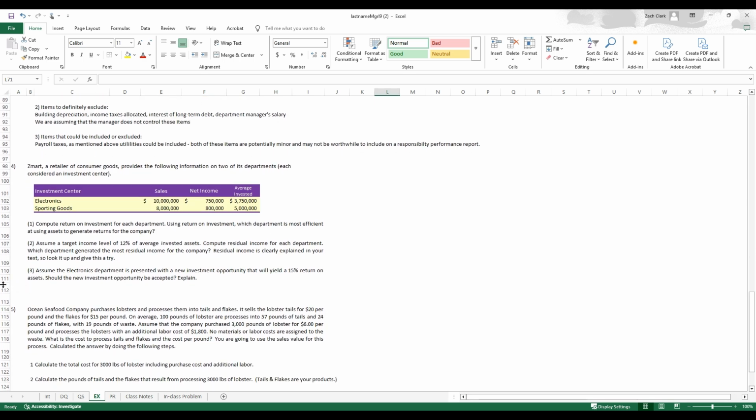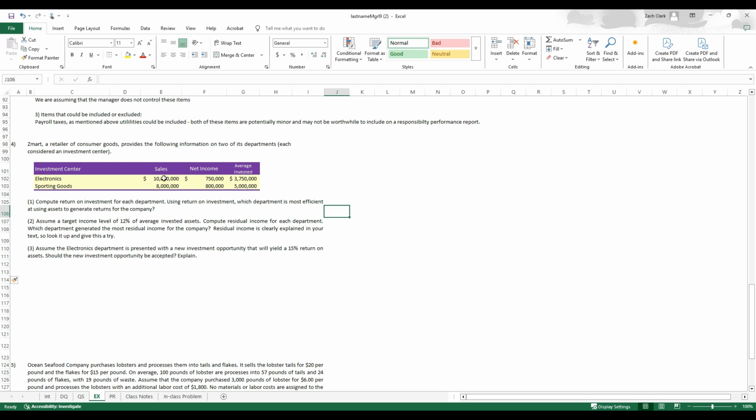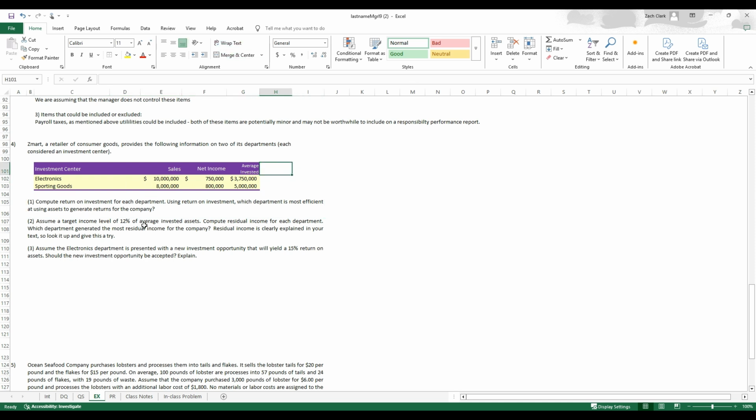Okay, number 4. Gets more space again. So Z-Mart, a retailer of consumer goods, provides the following information on 2 of its departments, each considered an investment center. Okay, cool. So we've got sales, and electronics and sporting goods are the 2 departments. So what do we need to do? We need to compute return on investment, and using return on investment, which department is the most efficient to generate returns. Okay, let's just start with that.